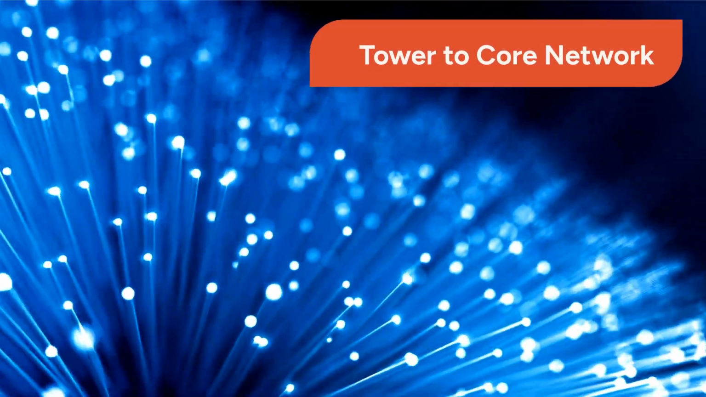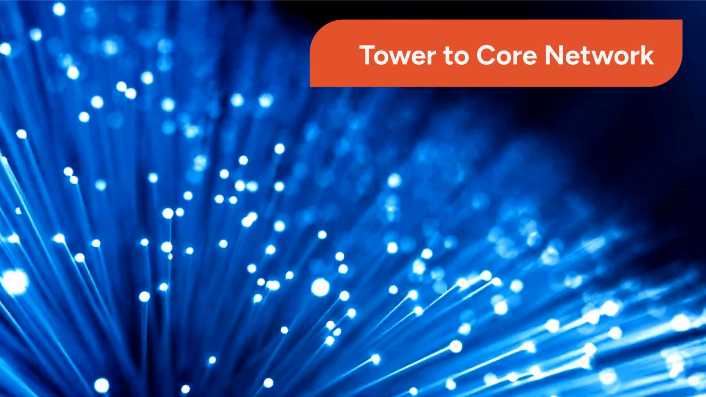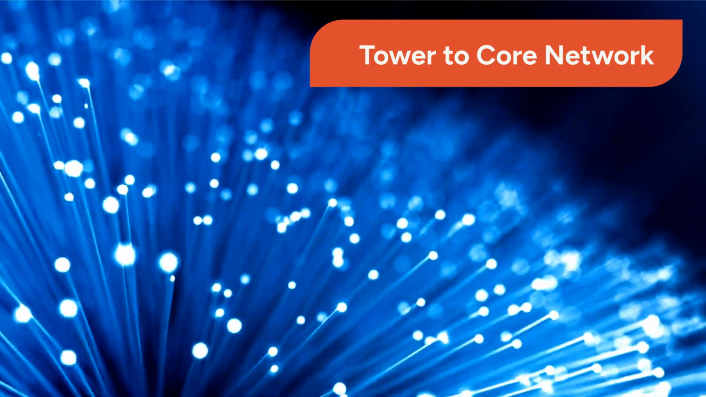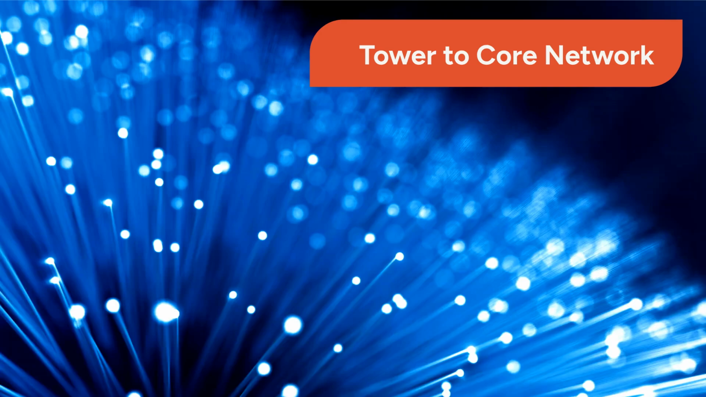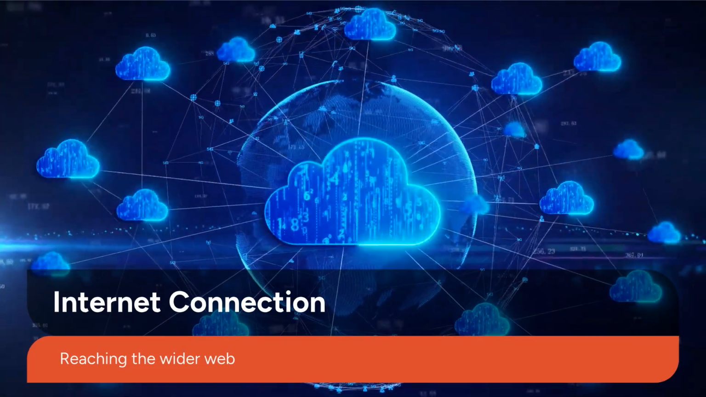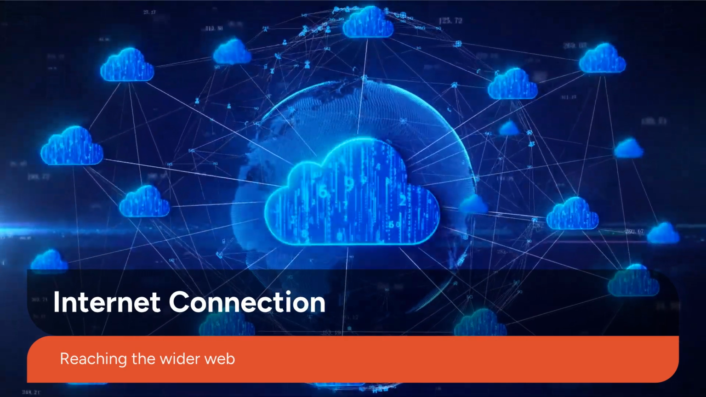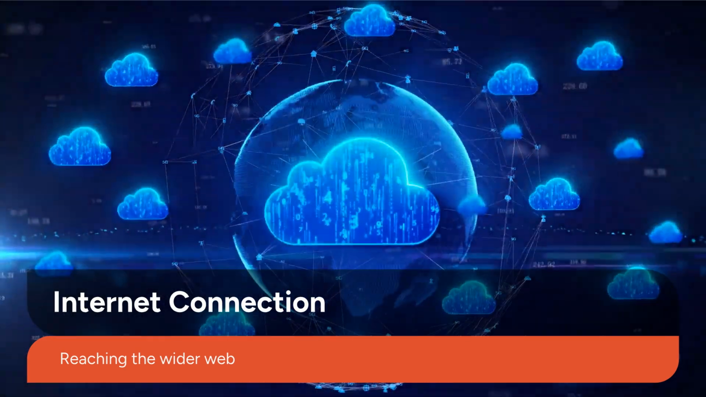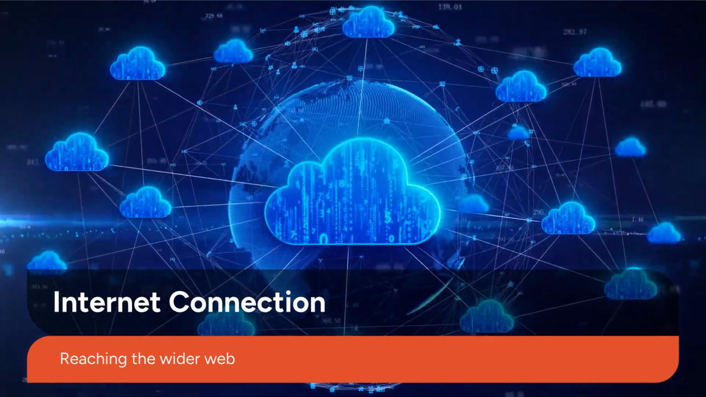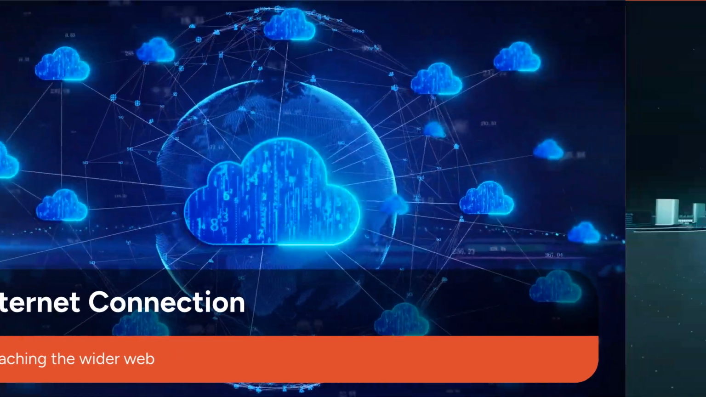The data travels from the cell tower via high-capacity fiber optic cables or microwave links to the mobile switching center or serving GPRS support node, which manages authentication and data routing. Finally, the core network directs the processed data through a gateway GPRS support node, which acts as the gateway to the public internet, completing the connection to the websites and services you use.